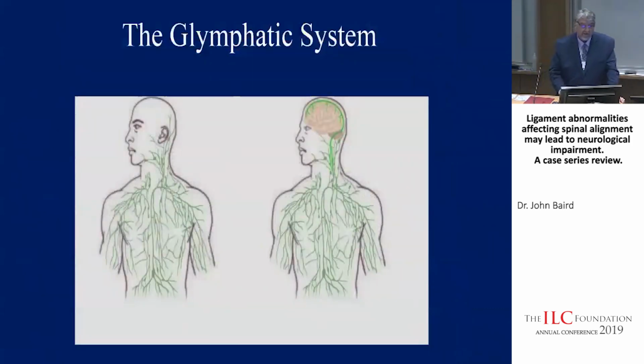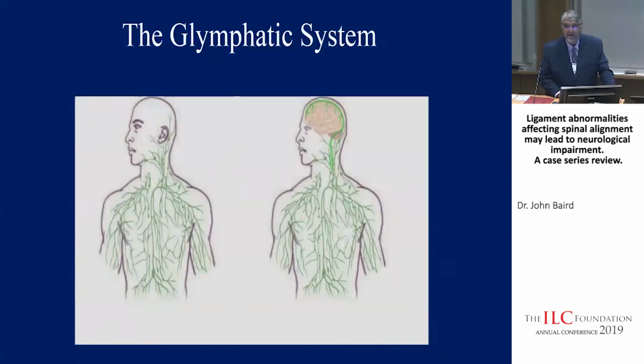Now, when I went to school, they talked about the lymphatic system, and the picture on the left would have pretty well described what was known back in those days about the lymphatics. But with the aid of tracers, they've been able to see that there's actually flow into the lymphatic system from the brain. And so they created this new word, the glymphatic system, to describe the flow of CSF towards the lymph, where it's actually supporting the glial cells.